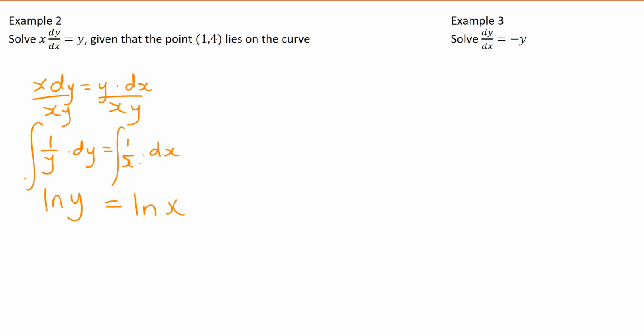dy, so log y equals log x. Are we missing something here? Plus C. What about on the other side? We don't do that. We just have it on the one side.